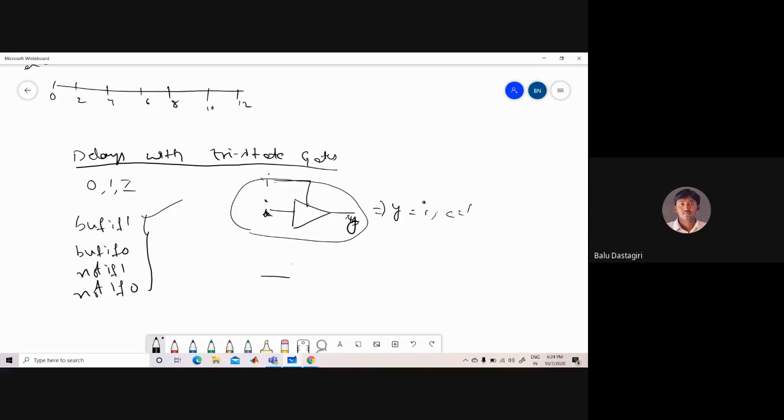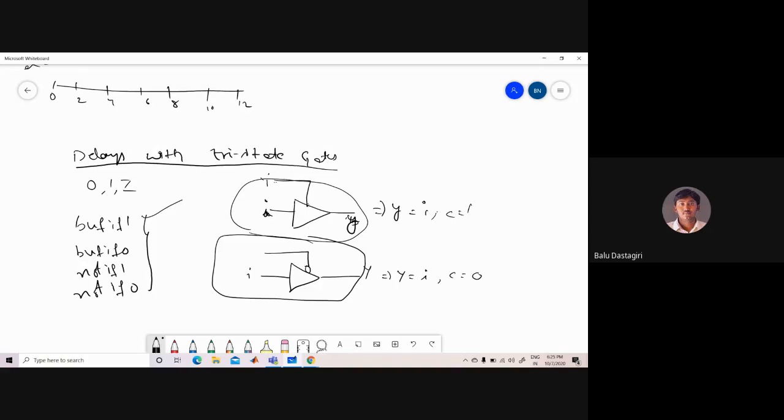Buff if 0 means the conditional input is negated. If the conditional input C is equal to 0, then the output Y is equal to the input. So this is the symbol for buff if 0.